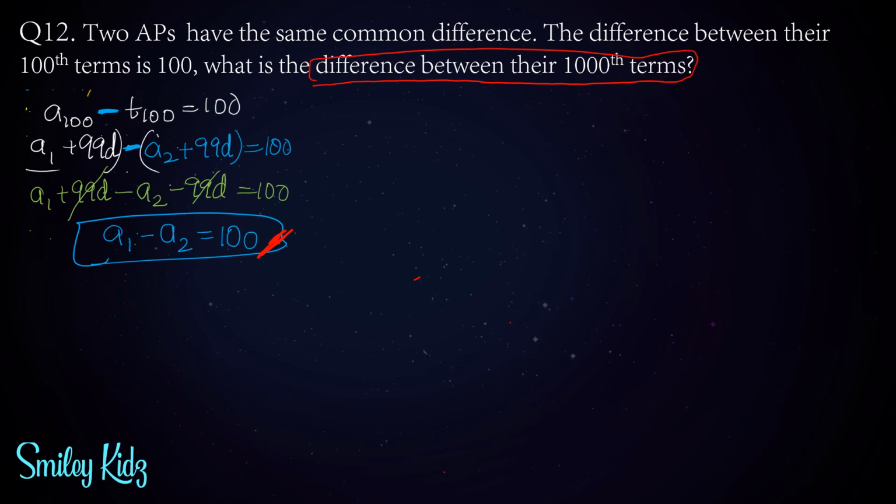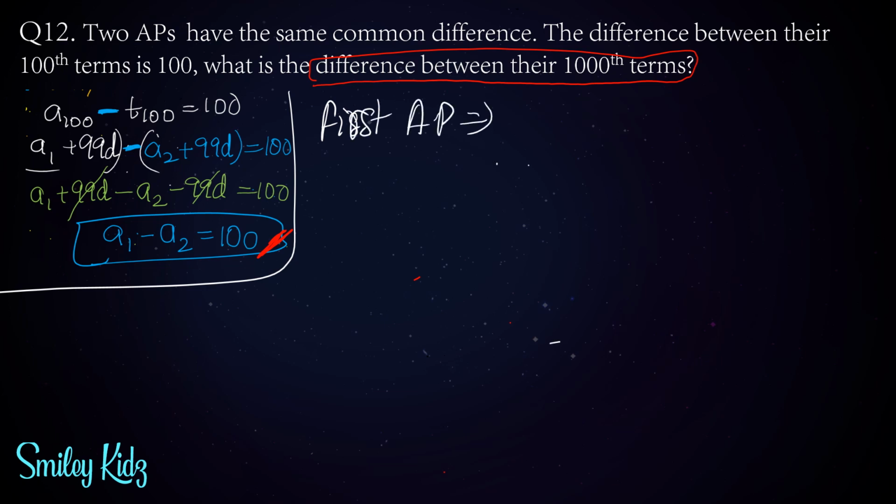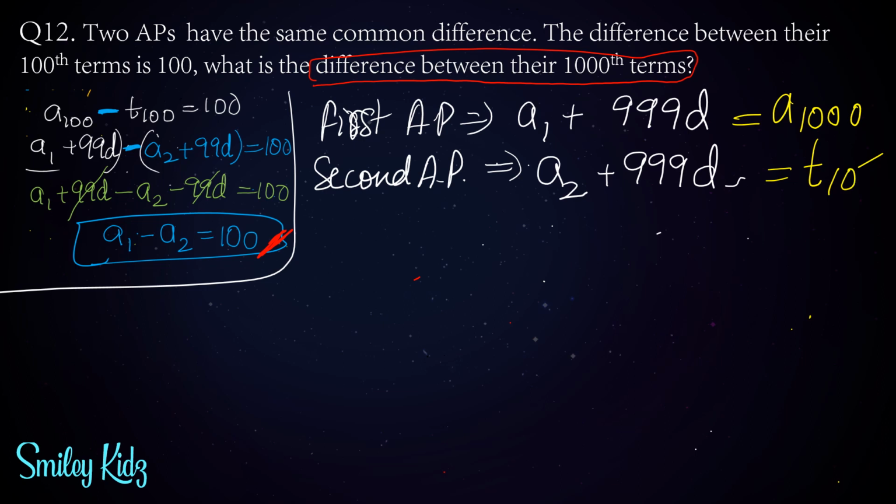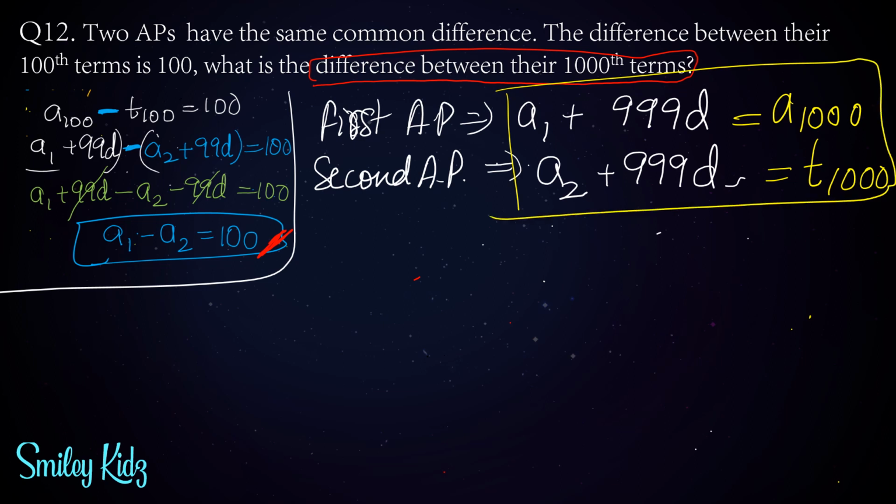What is the difference between the 1000th terms? Now I'm going to find the 1000th term of each AP. So for the first AP we have the 1000th term as A1 plus 999D, and for the second AP it's going to be A2 plus 999D. Let's assume that this is the A1000 term and this is the T1000 term, because their difference is what we're going to find out. So these are the two equations we have arrived at.